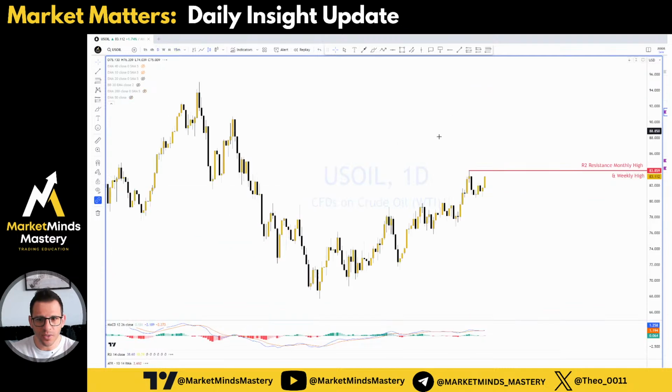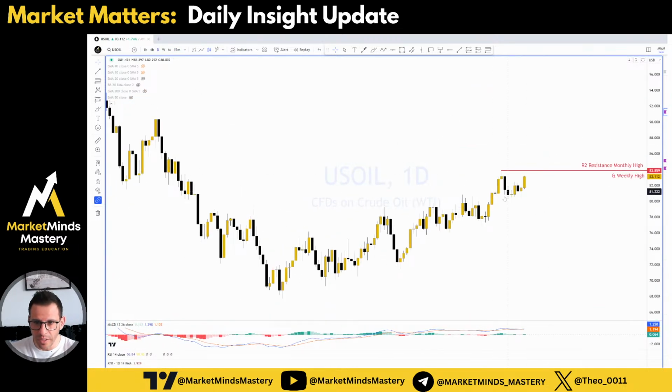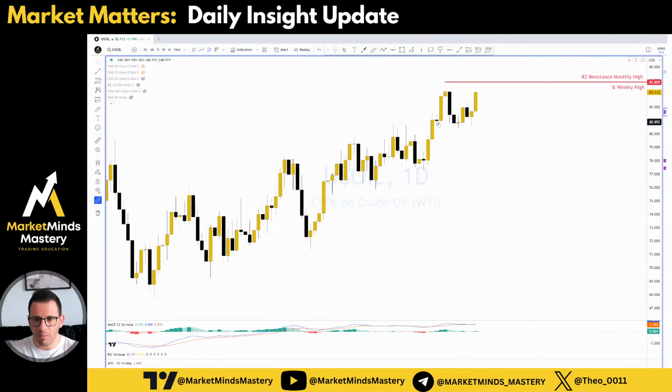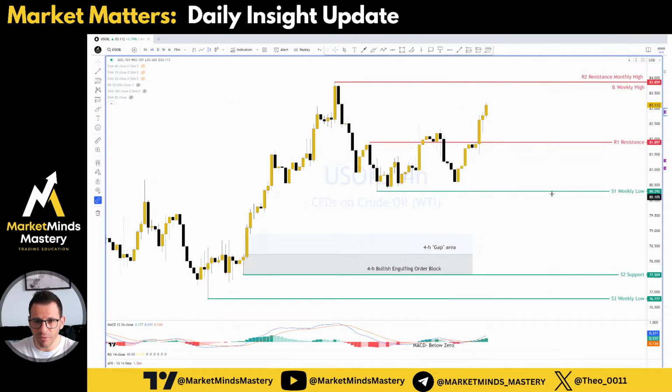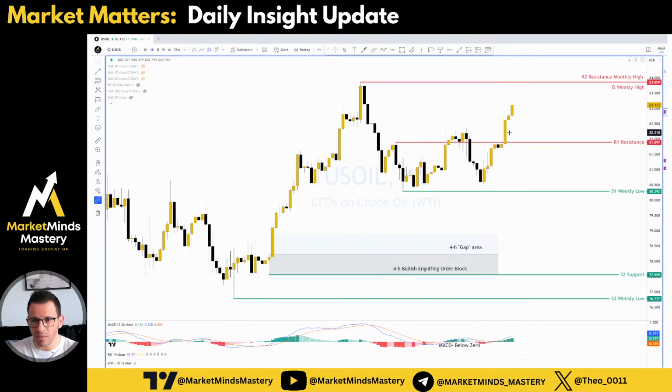Crude oil, US oil. The price is moving upwards with higher highs and higher lows on the daily chart. It's about to retest the previous month's resistance around 83, 84, let's say, if we round it up a little bit. On the 4-hour time frame, now we have clarity and we can say that we are back in business.